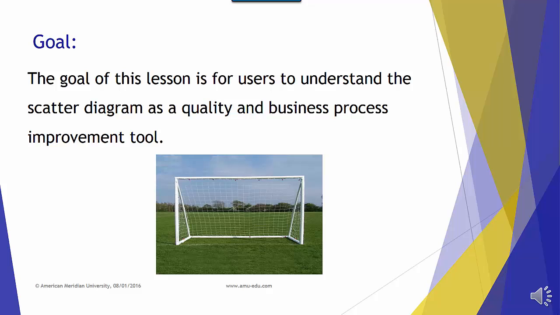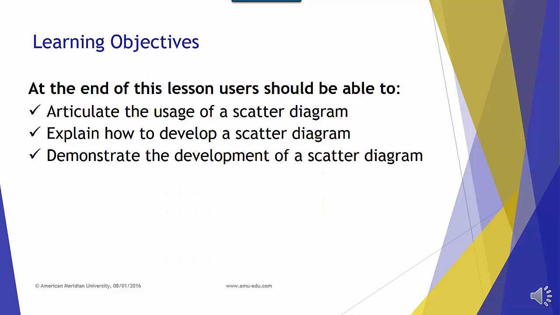The goal of this lesson is for users to understand the scatter diagram as a quality and business process improvement tool. Their learning objectives: at the end of this lesson, all users should be able to articulate the usage of a scatter diagram, explain how to develop a scatter diagram, demonstrate the development of a scatter diagram, and understand the different names that a scatter diagram may be called.